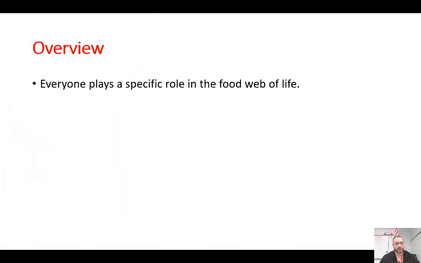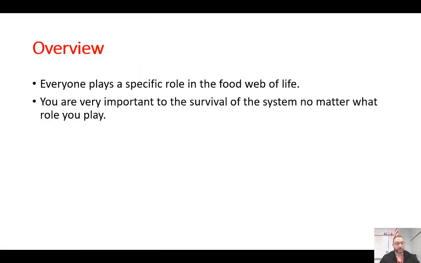So just an overview, everyone plays a specific role in a food web of life. You are very important to the survival of the system no matter what role you play. So it doesn't matter what you are. If you're a living organism within the food web, you play a key and important role.